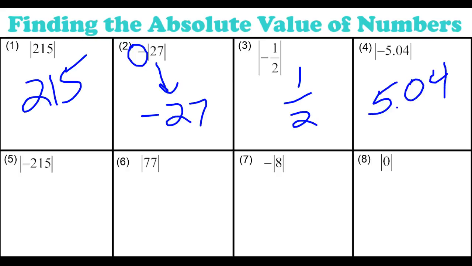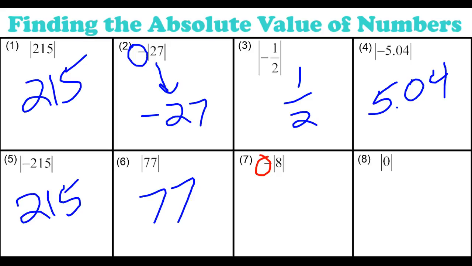Number 5 is the absolute value of negative 215. That is a distance of 215 from 0 on a number line, because the difference between 0 and negative 215 is just that distance of 215 units, whatever that happens to be. The absolute value of 77 is 77, because that's the distance from 0. For number 7, the opposite of the absolute value of 8. Absolute value of 8 is 8. Its opposite is negative 8. And finally, the absolute value of 0. How far is 0 from 0 on a number line?